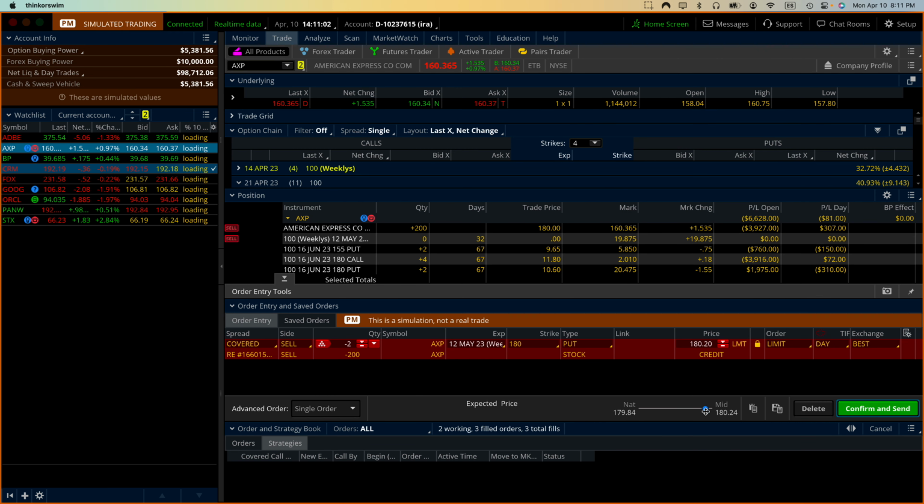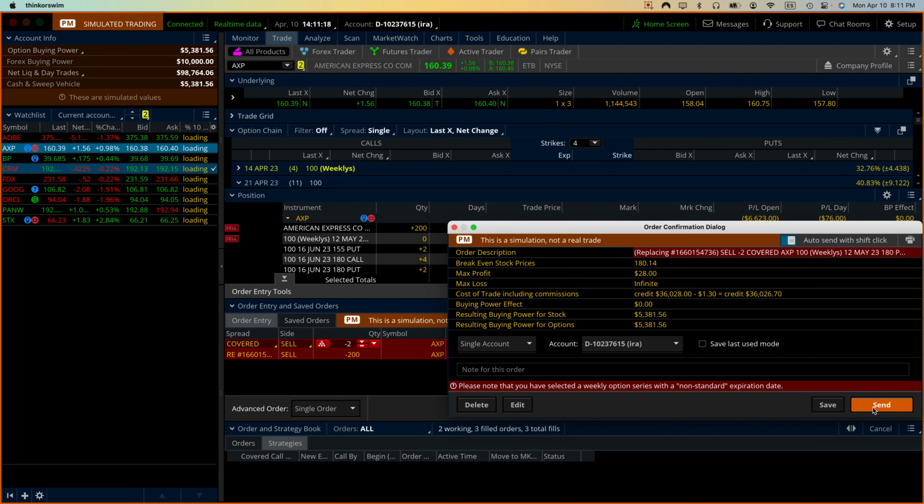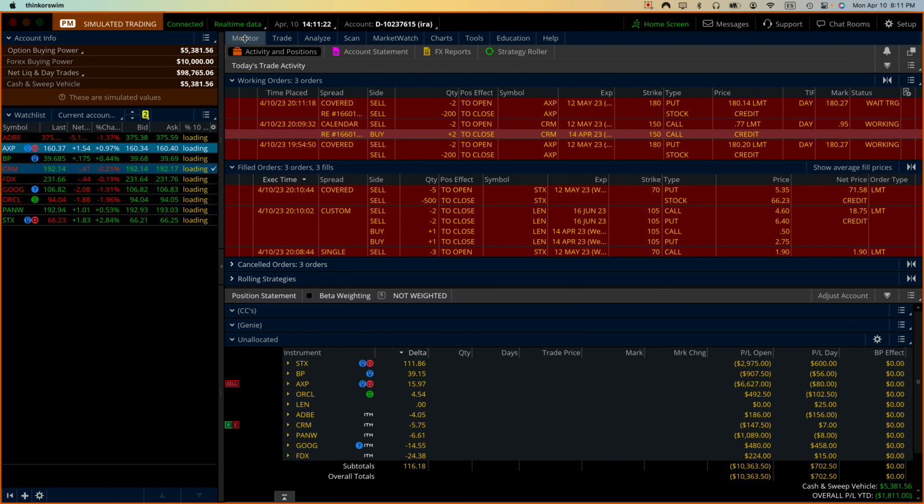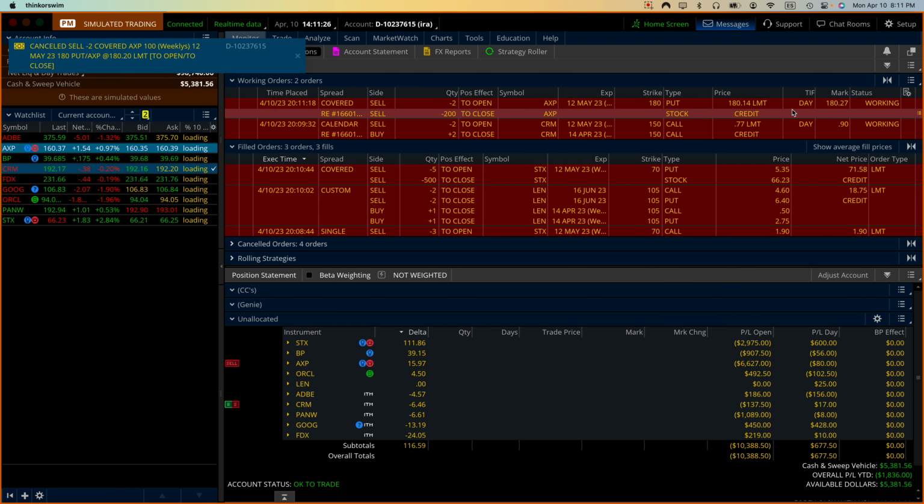Look at the difference here. You don't want to go below 180. Okay, if you needed to go below 180, what you would be better off doing is simply exercising the option. Okay, let's go to 180.14. That should fill. If it's problematic, you can always exercise the put option.